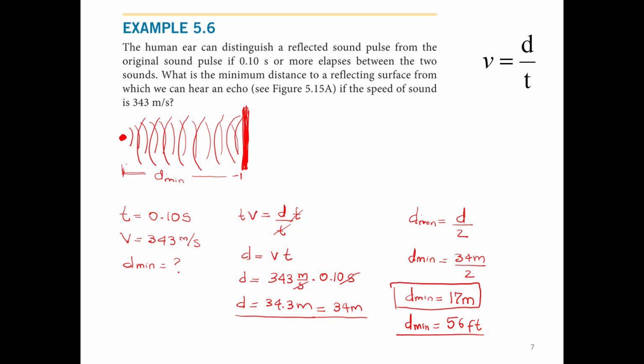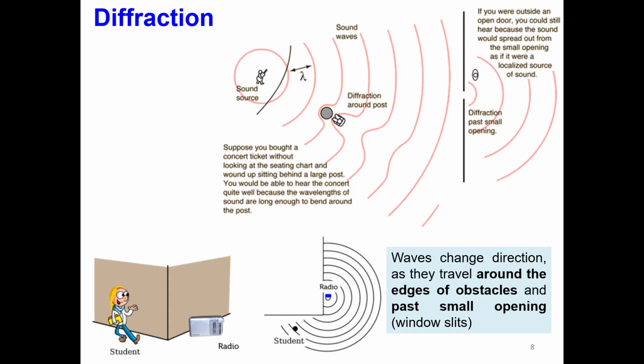And up to now we have studied two phenomena. One is refraction, which occurs when the wave bends, and the other is reflection. Reflection occurs when the wave bounces off. Now we are going to study another phenomenon, which is diffraction. Suppose you go to a concert and you get a seat behind a large post, right here. Still you will be able to hear the concert quite well.